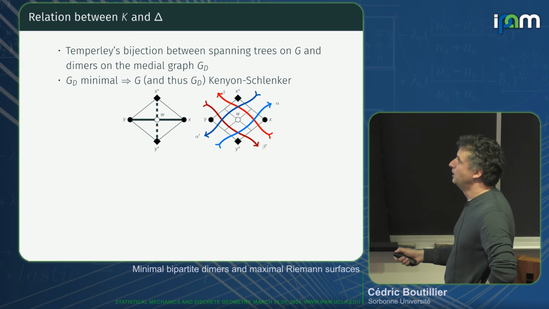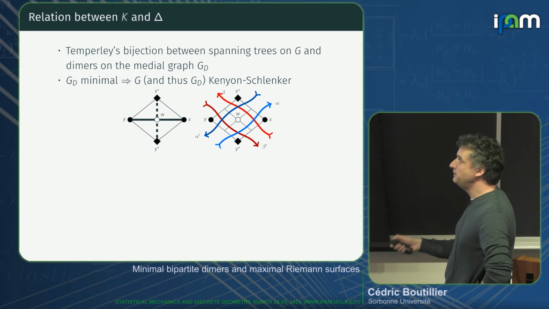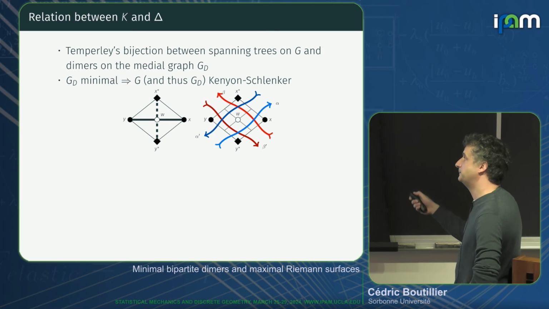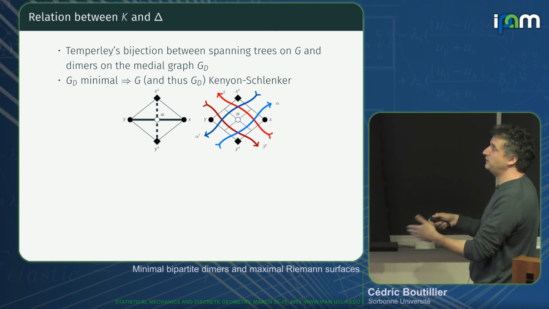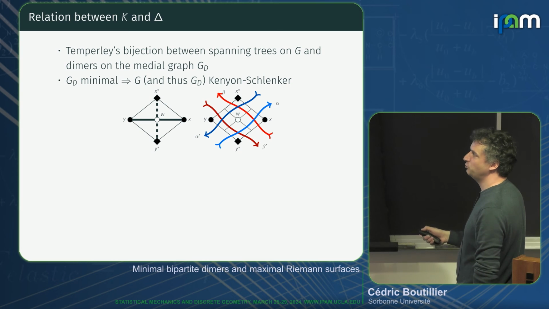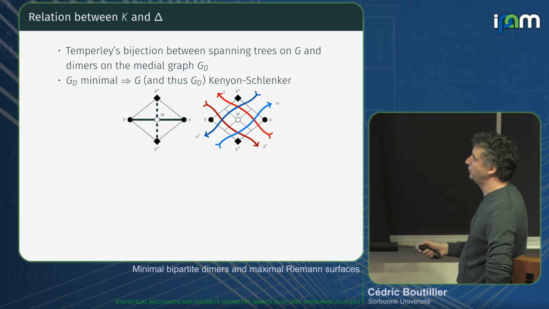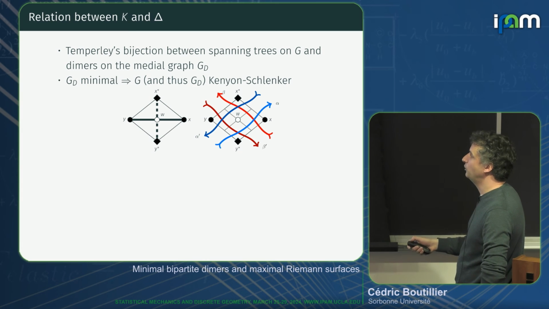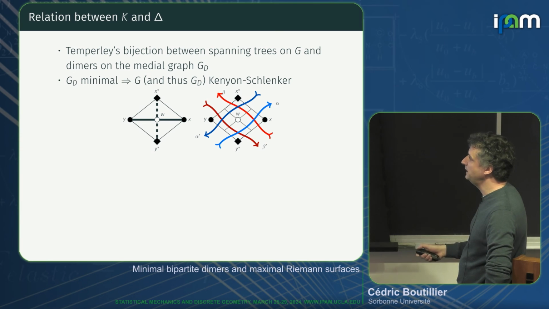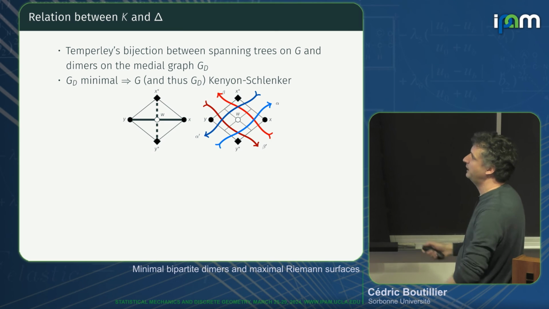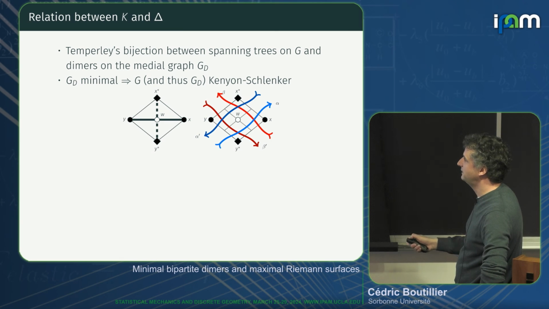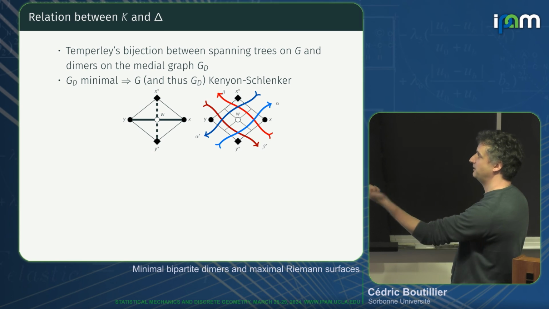And it turns out that asking for this dimer graph to be minimal means that G has to satisfy the topological constraint that it has an isoradial embedding. So it satisfies this Kenyon-Schlenker condition. And in this dimer graph, all the train tracks which were appearing in my initial graph G are now double, but with opposite direction, and I assign them some parameters, alpha and alpha prime, where alpha prime is the image of alpha by this involution tau.